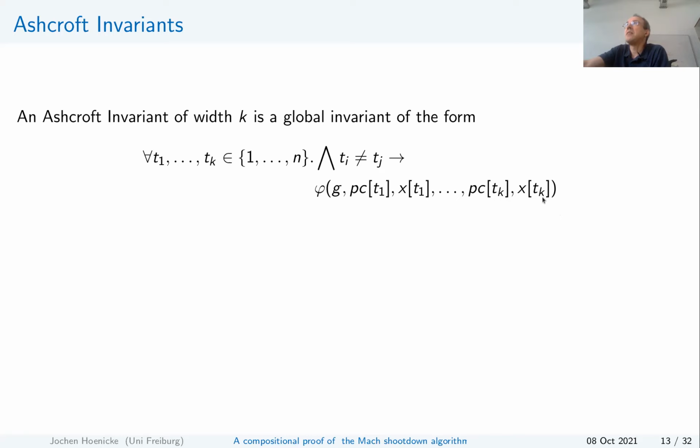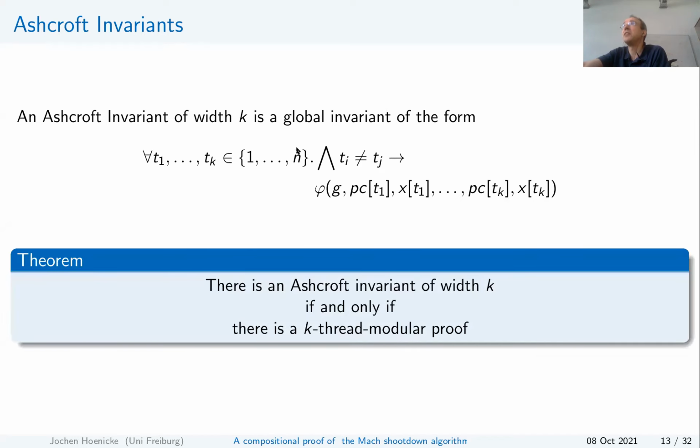Then you need to make a case distinction on which process did the step and what is T1 to Tk. If the process that did the step is one of the T1 to Tk, then you have it by induction. And if the process that did the step is not one of the T1 to Tk, then you have it by non-interference, that this still holds. So this is basically the way we prove that our proof system is correct. You can also show the other way around, that if you have an Ashcroft invariant, you also have an invariant for K-thread modular proofs. It's almost the same, but you need to build the symmetric closure of the Ashcroft invariant.